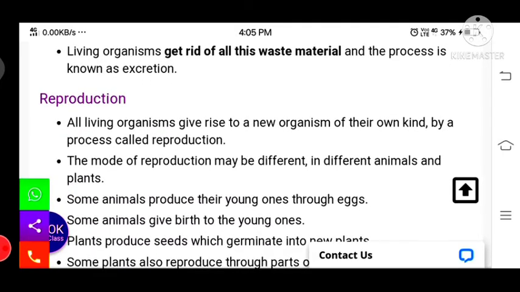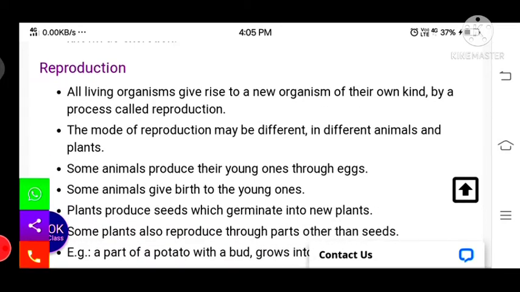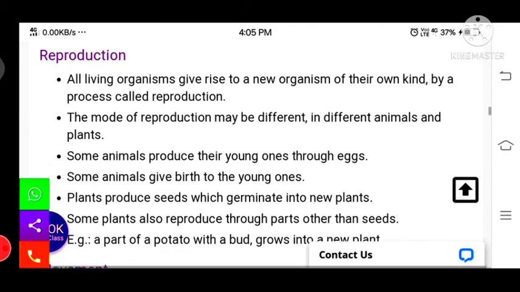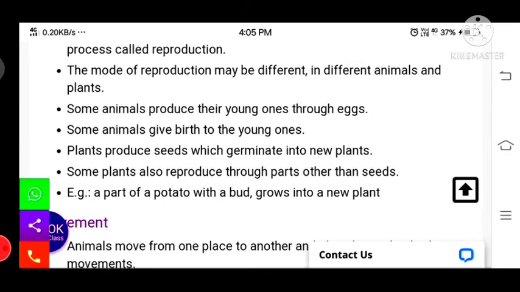Reproduction. All living organisms give rise to a new organism of their own kind by a process called reproduction. The mode of reproduction may be different in animals and plants. Some animals produce their young ones through eggs. Some animals give birth to young ones. Plants produce seeds which germinate into new plants.